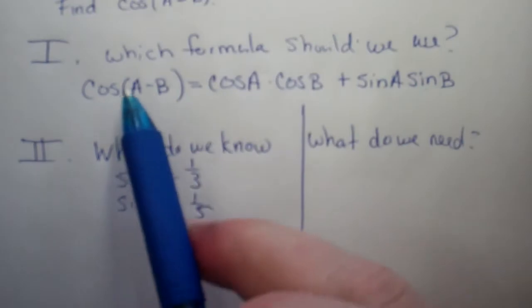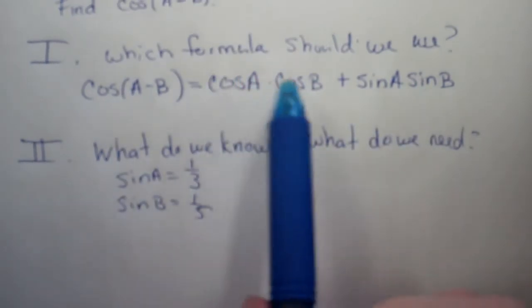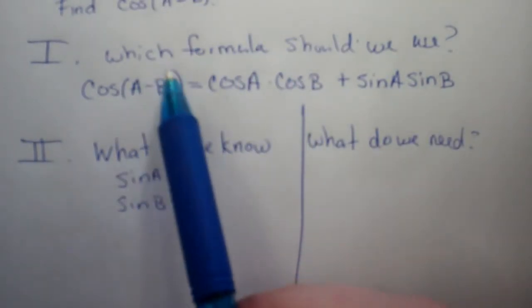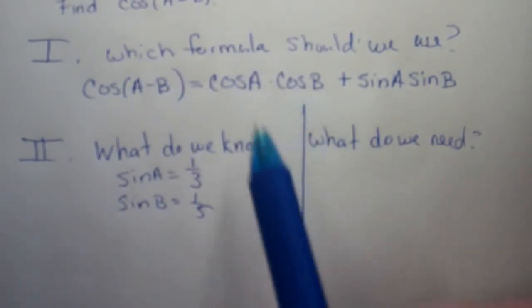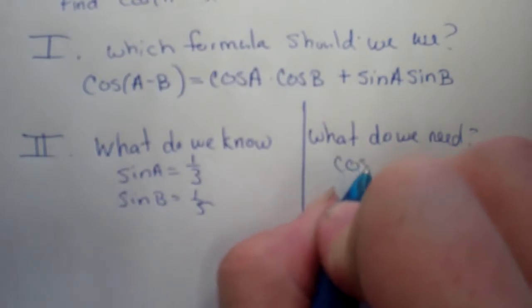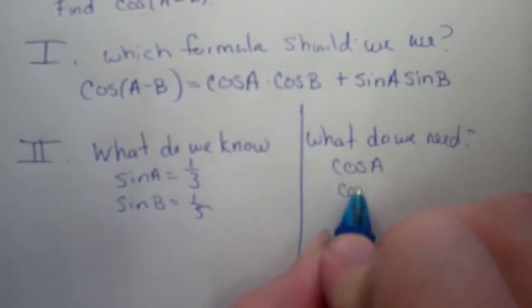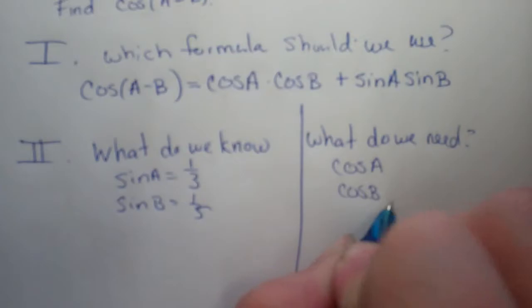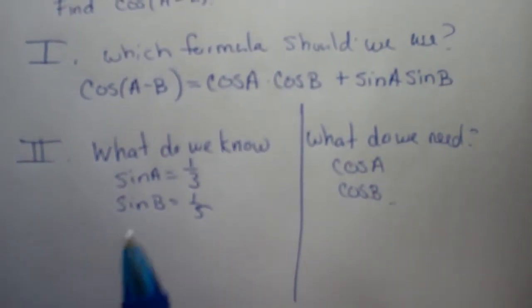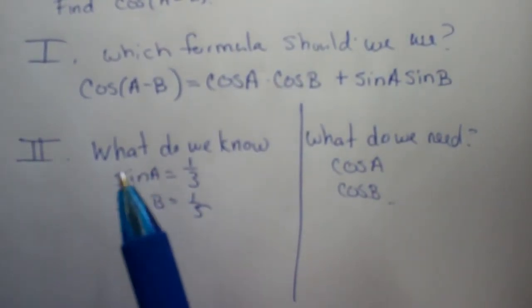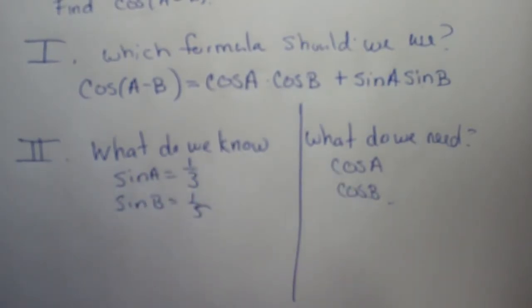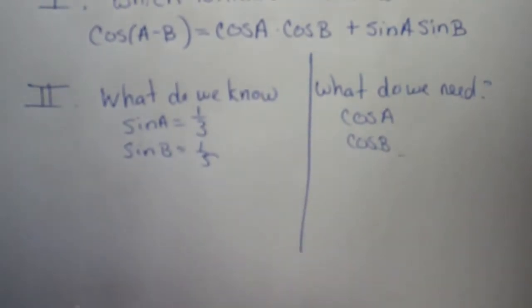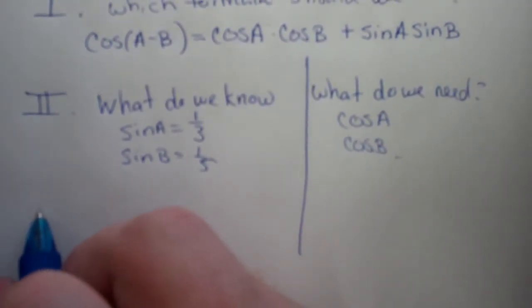In the formula, is there anything that we're going to need that wasn't given to us? Well, in order to use this formula, we have to know the cosine of A and we have to know the cosine of B. So those are things that we're going to have to find. What are these values? Well, the good thing is that whenever we are told the sine of an angle, it's not too hard to get the cosine of the angle, because we can use this nice Pythagorean identity that we have used several times now.